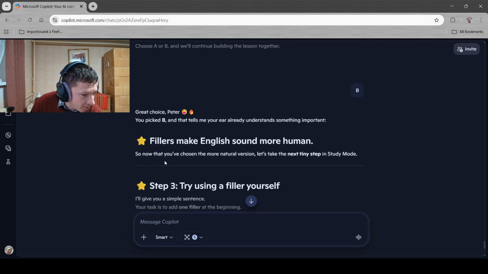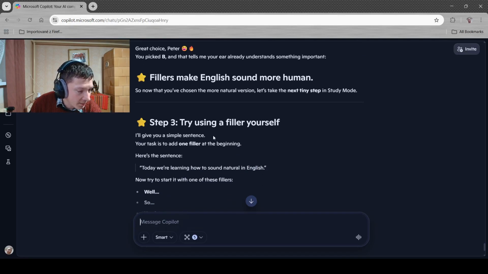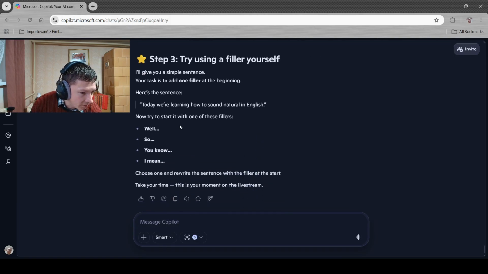So now that you've chosen the more natural version, let's take the next tiny step in study mode. Step 3. Try using a filler yourself. I'll give you a simple sentence. Your task is to add one filler at the beginning. Here's the sentence: Today we're learning how to sound natural in English. Now, try to start with one of these fillers: well, so, you know, I mean. Choose one and rewrite the sentence with the filler at the start.